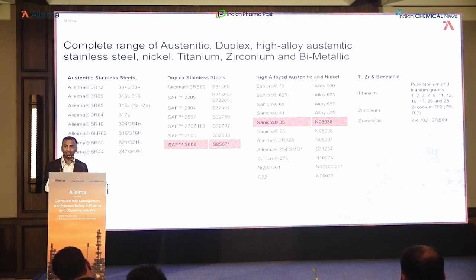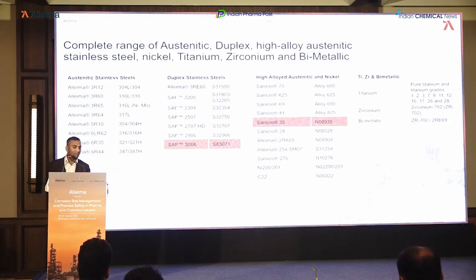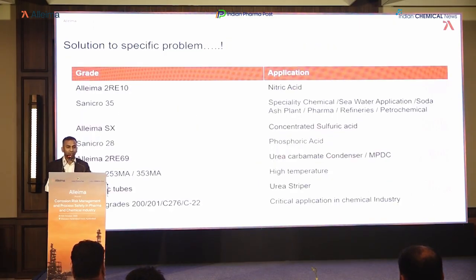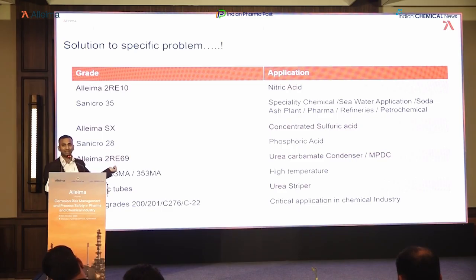And then in high nickel alloys, we have a new grade called Sanicro 35. These two are the highlighted ones, which I'll be discussing in my further slides. And we also have titanium, zirconium, and bimetallic tubes. Bimetallic is mostly supplied for fertilizer applications like urea strippers. So this is already solution specific. Yadavendra has discussed it in his slide. On different applications, the problems come to us, and then the solution is these materials for that problem. So different applications, different materials.